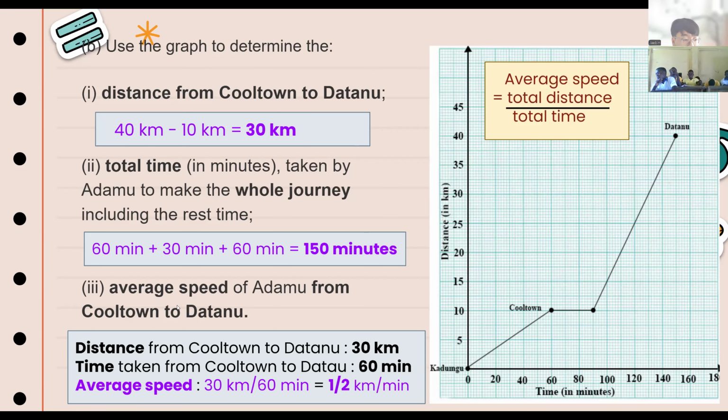So everything's clear about finding the speed of this. It is always distance over time equals speed, right? That's why I divided 30 kilometers by 60 minutes.